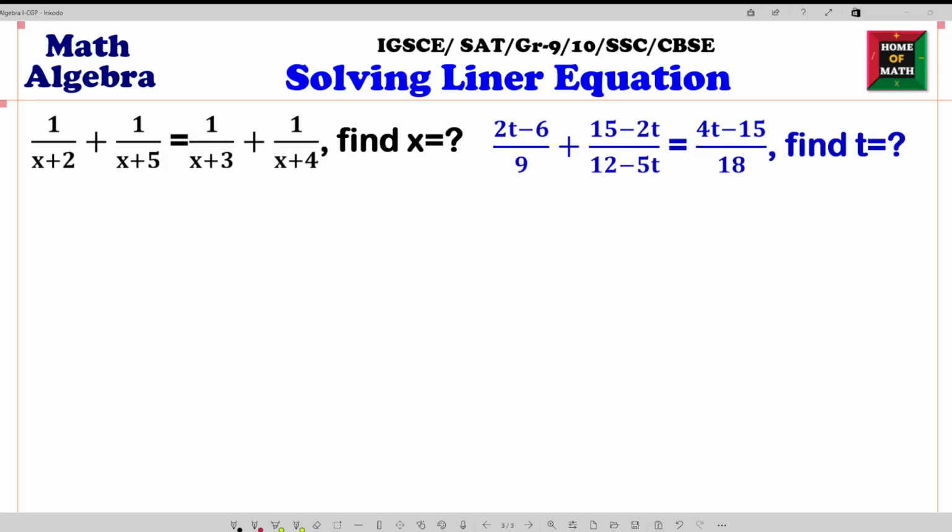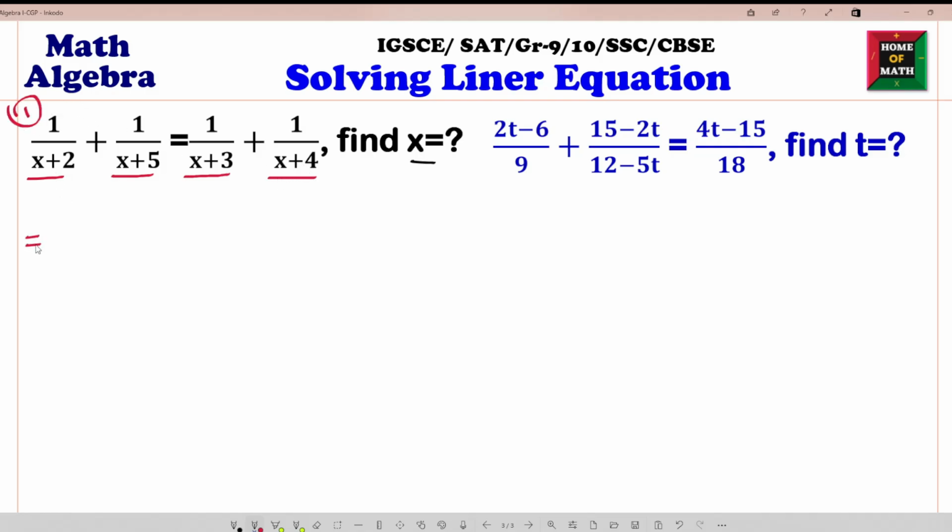In this video we are going to solve two linear equations. Let's start. First one. Here we will find out x. So here are 4 fractions: 1 divide x plus 2 plus 1 divide x plus 5 equals 1 divide x plus 3 plus 1 divide x plus 4. This is the first one.